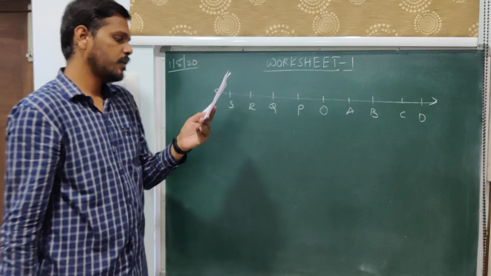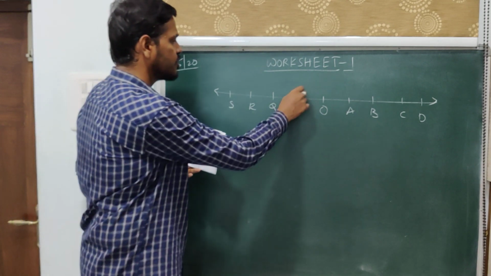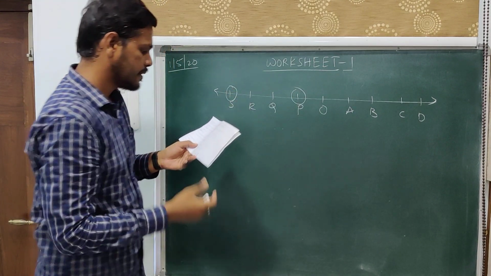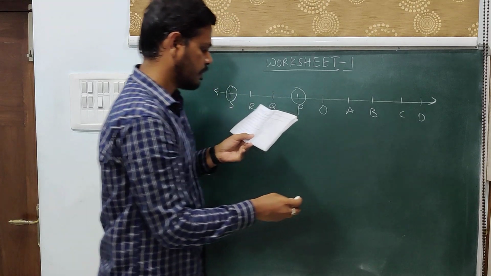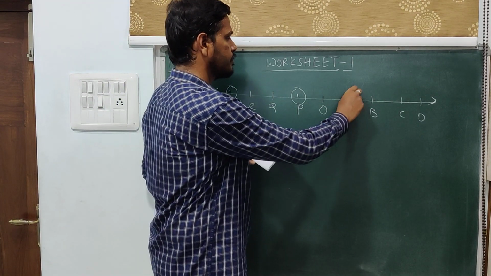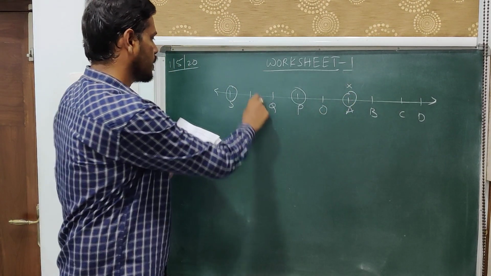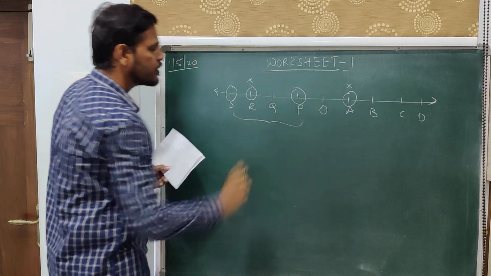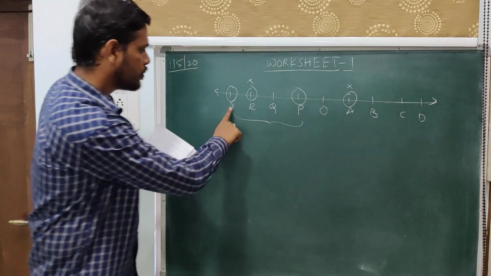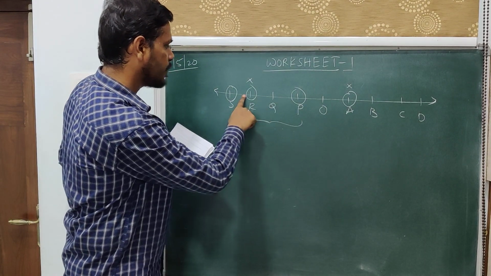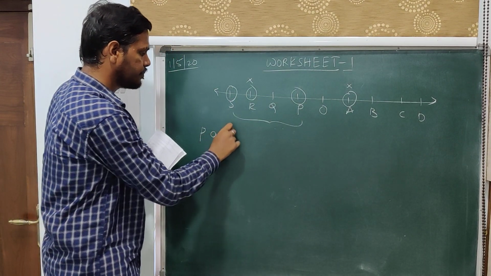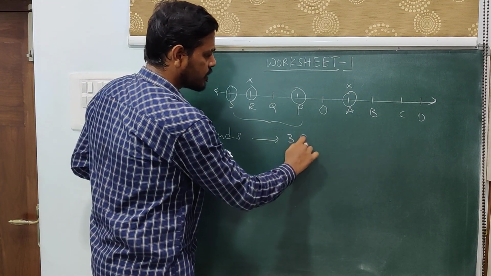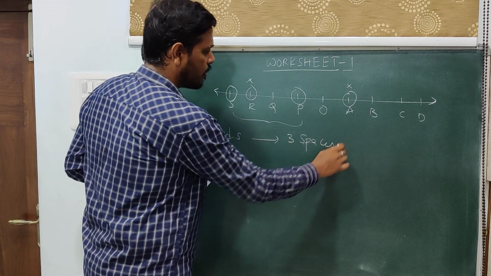So now we are interested in P and S here. This is P, this is S, and A and R. A is this. Where is R? R is here. So now identify the difference between P and S. The difference between P and S is 3 spaces, or 3 units we call.